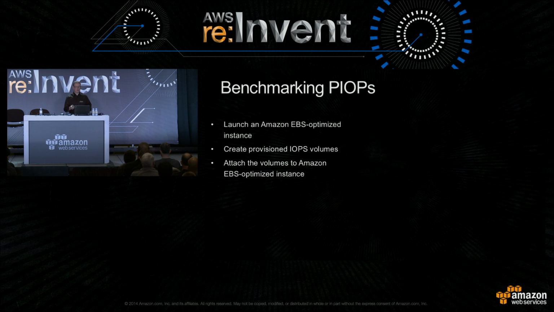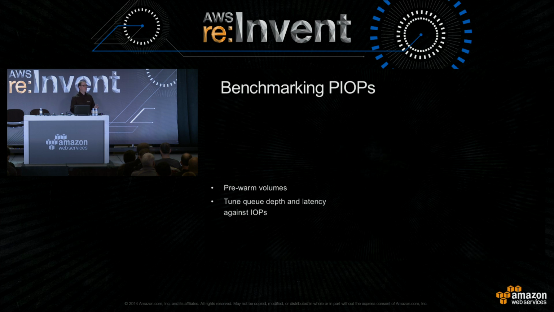Create provisioned IOPS volume, attach the volume to the instance, pre-warm the volumes. Pre-warming the volumes is getting rid of that first access penalty so you can drive a lot more performance through it for benchmarking. Not something you need to do typically in production.